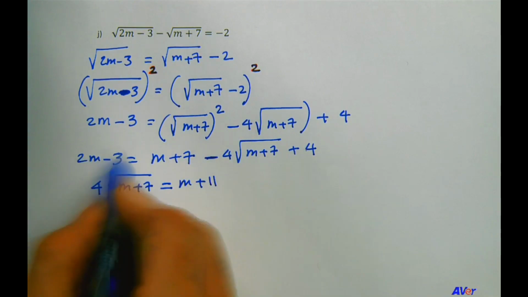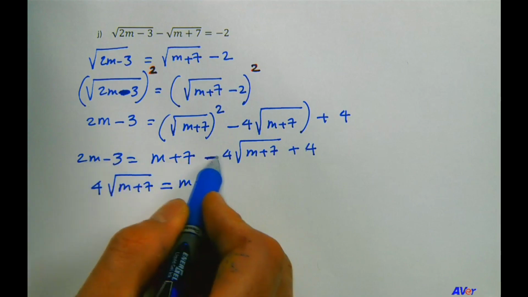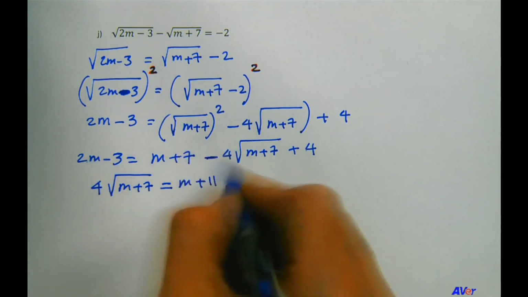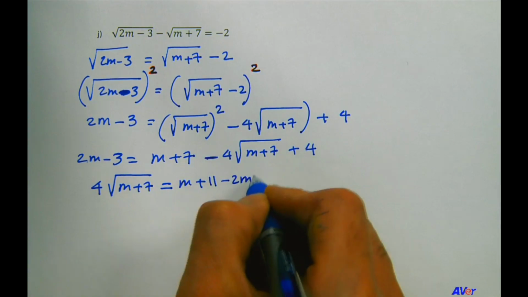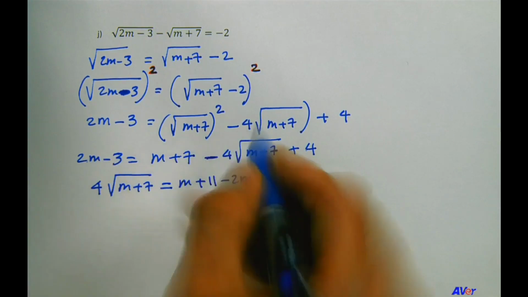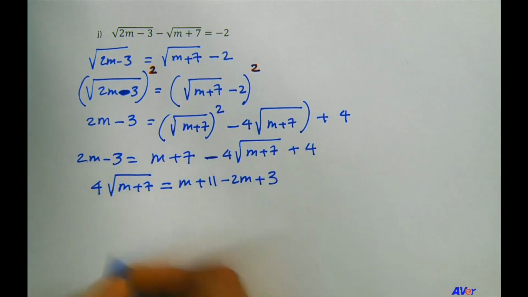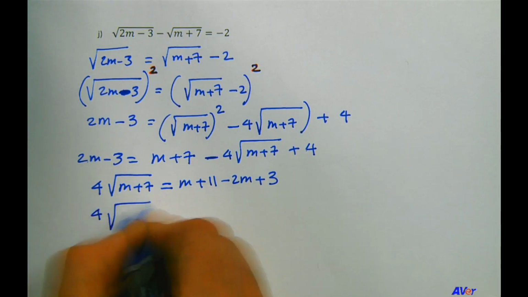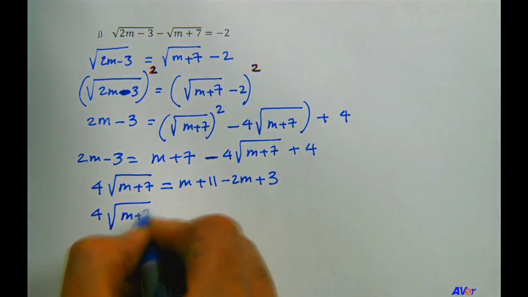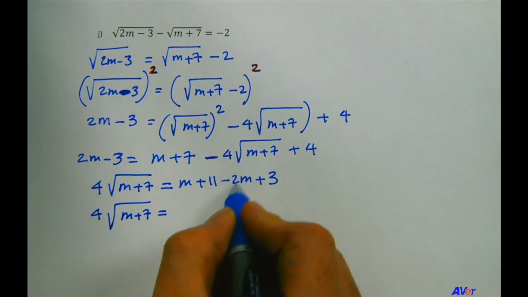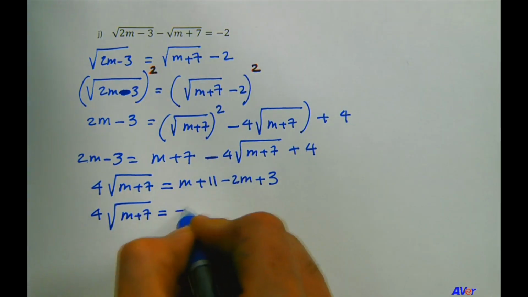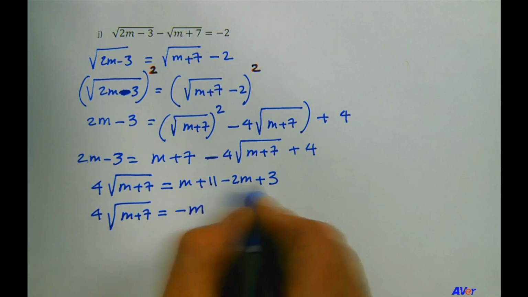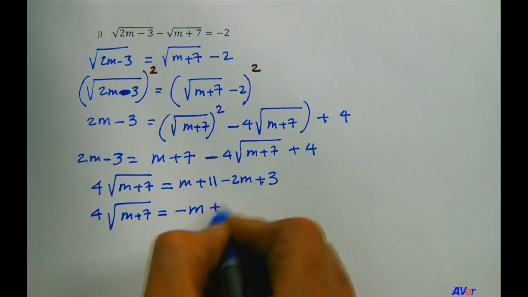So m plus 11 on the same side. And I'm going to move these two to join them. So 2m moved becomes minus 2m. Minus 3 moved becomes positive 3. Okay, so let's simplify again. We end up with 4 times square root of m plus 7 equals minus 2m and m is equal to minus m. 11 plus 3, 14.